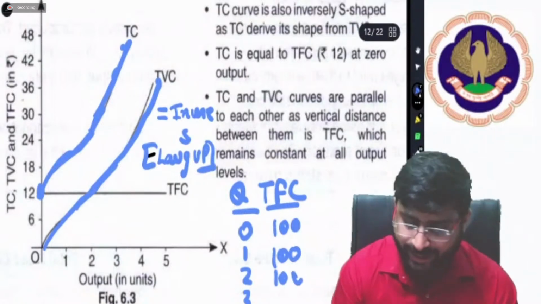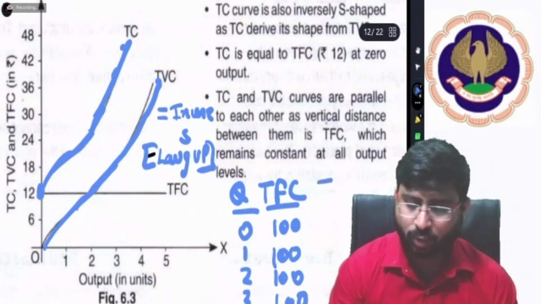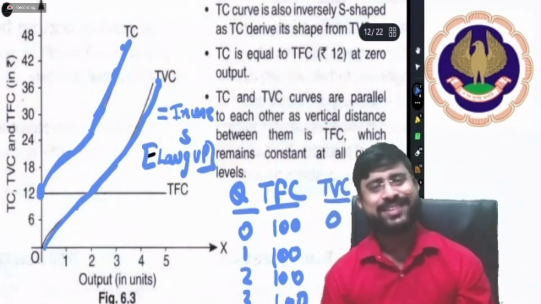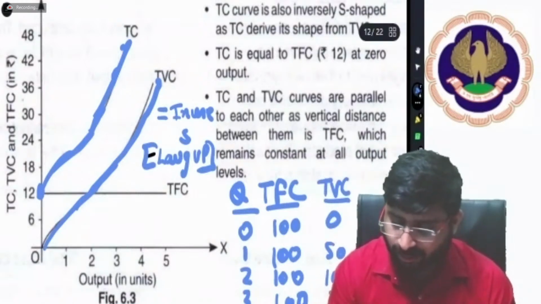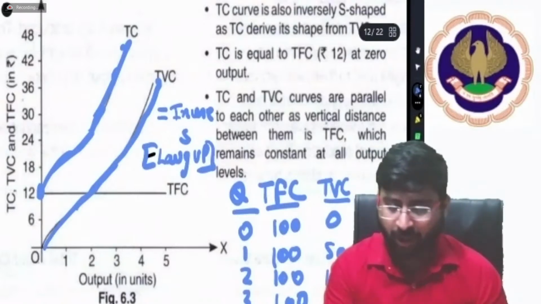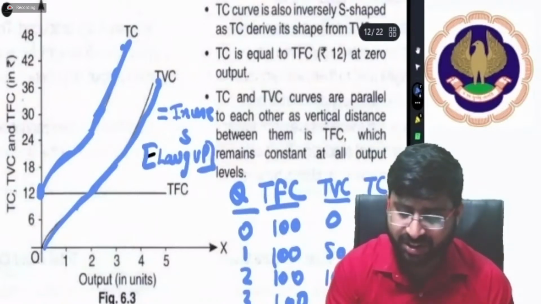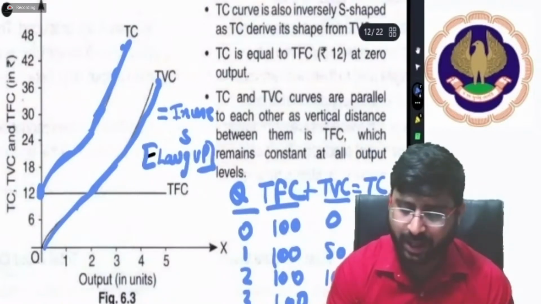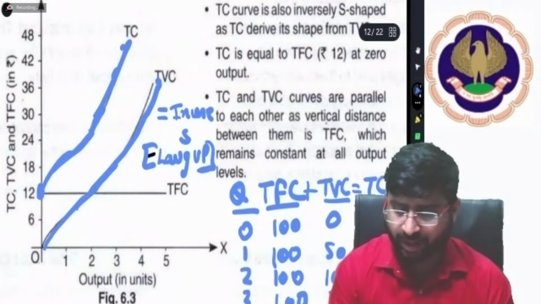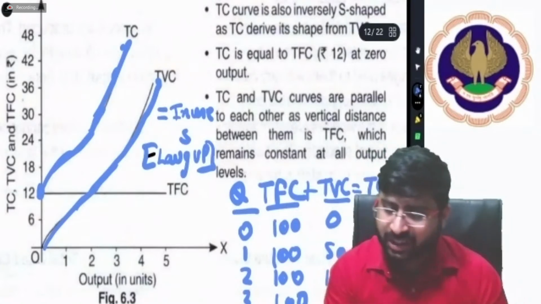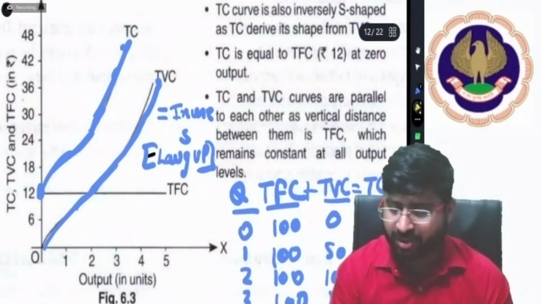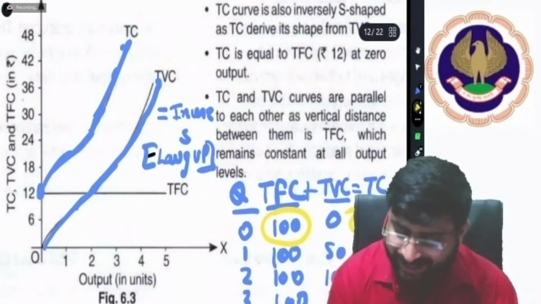Now total variable cost at 0 units will be 0, 50, 100, 150. Now let's compute total cost, which is TFC plus TVC. If you add them, it is giving you 100, 150, 200, 250. Now you see, when you begin the picture, TFC is equal to TC at 0 units.